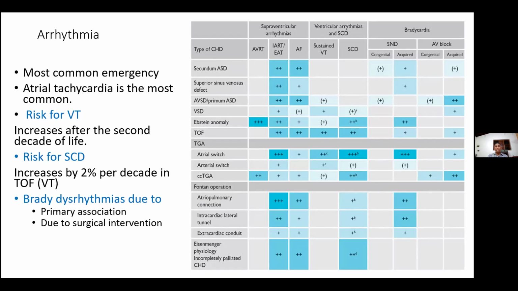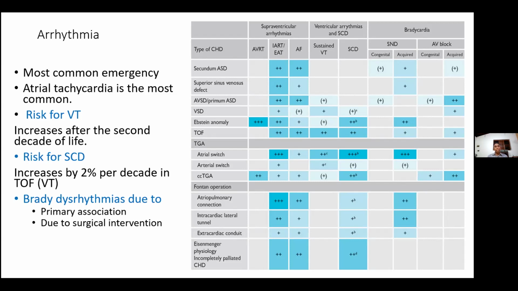If you take arrhythmias, they are the most common emergency, more than chest pain. Atrial tachycardia is more common in adult congenital heart disease practice, considering the surgeries they undergo, and Fontan circulation and various other things. And tetralogy of Fallot will be the other high risk category.